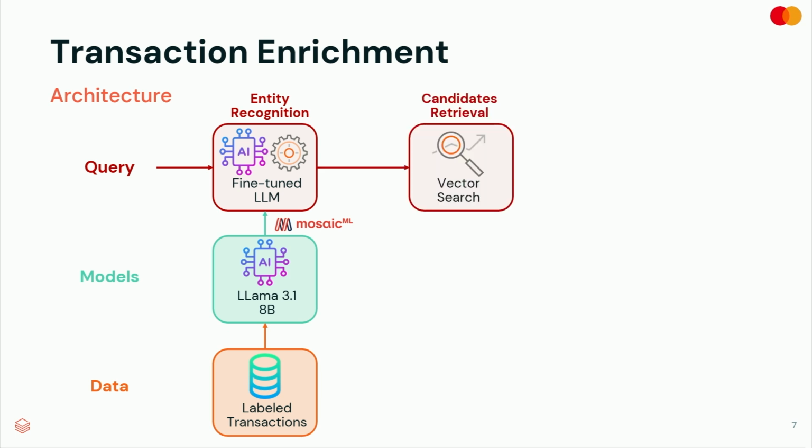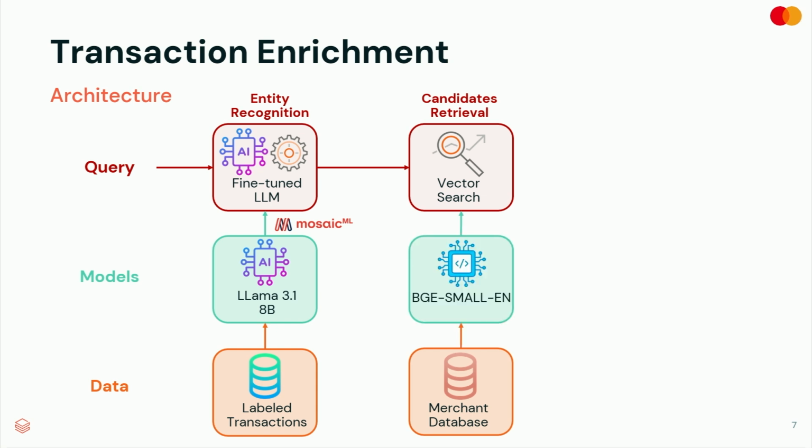All right, the second step, candidate retrieval. The candidate retrieval part is based on the vector search. So we took the Mastercard merchant database, merchant names, the address information, contact information, etc., and we have embedded it into the vector space using BGE small en, and then constructed a vector search index. The input for this part is the parsed query from the entity recognition, and the output is the top 20 candidates for a match, right? And we select these top 20 candidates based on cosine similarity.